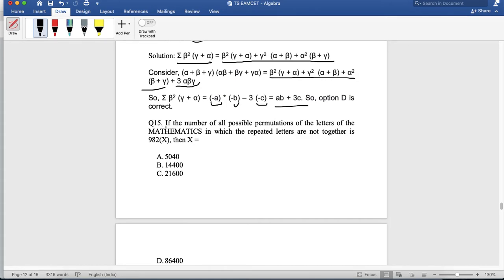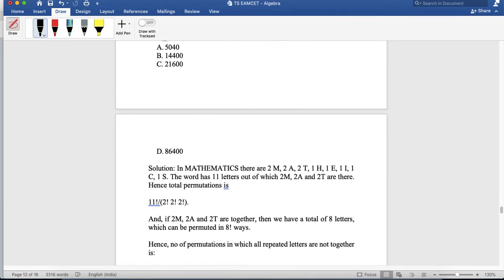Now question 15. If the number of all possible permutations of the letters of mathematics in which the repeated letters are not together is 982 into x, then x is what? We already know that 982 is given, so in the solution 982 must come, and x we will have to compute. So mathematics, you can write it down. You will get 2m, 2a, 2t, 1h, 1e, 1i, 1c, 1s.